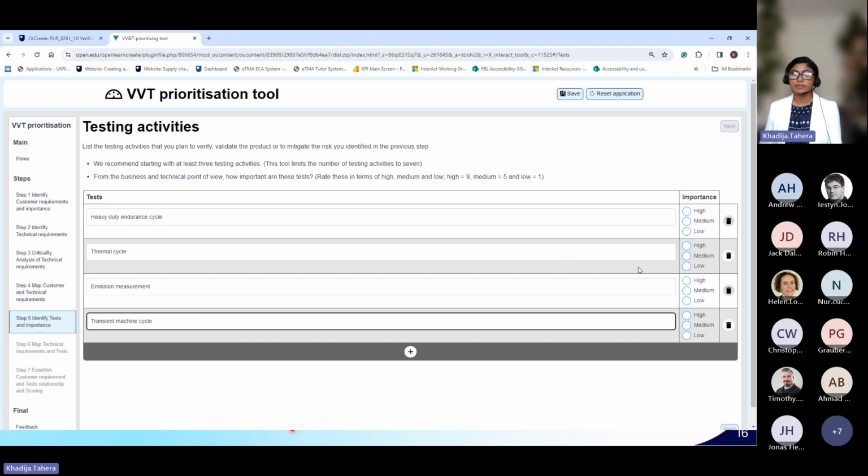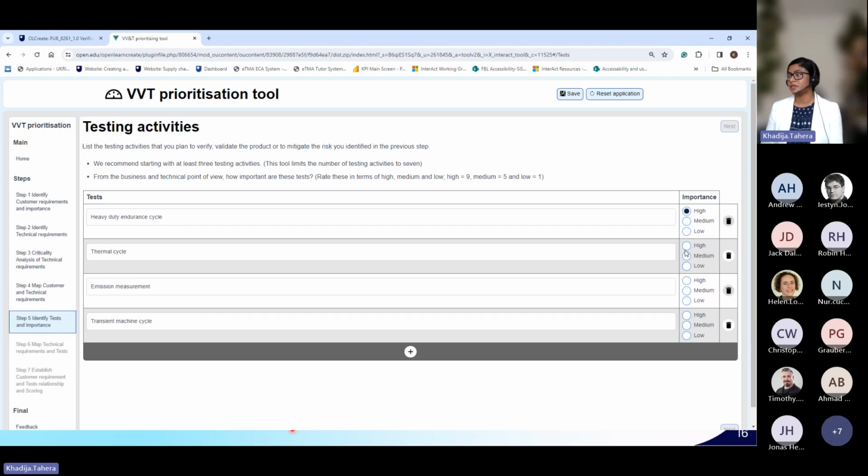So when I asked them, they said, okay, but this heavy duty endurance test was the high priority. Some of the thermal cycle was again probably not reflecting what you have seen, but let's say I'm just giving them some importance, and you will give the importance of what you think for your application. So we have identified this test, high, medium for this test.